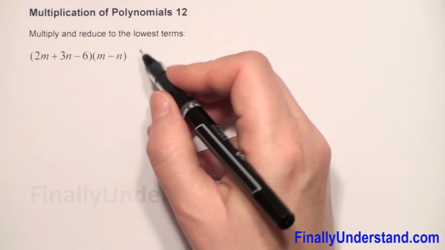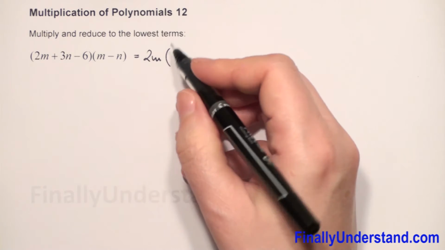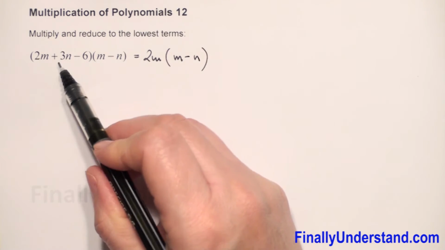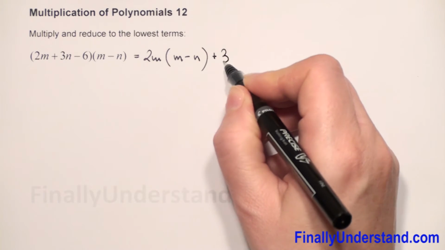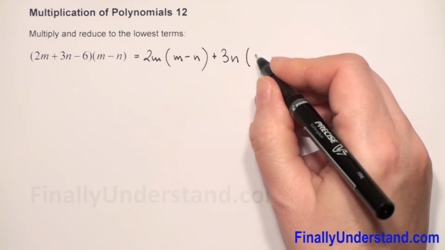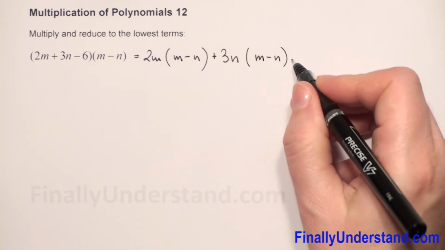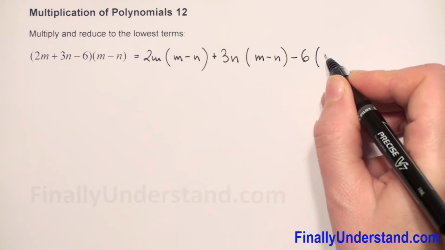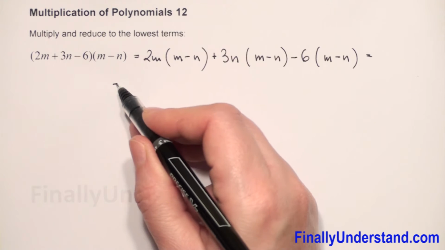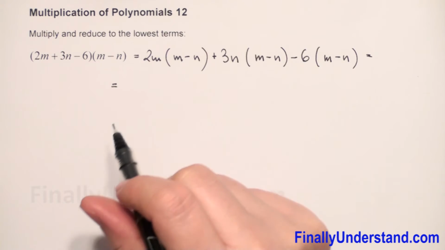So first we have 2m times this whole expression in the second parenthesis, m minus n. Next we have positive 3n times the whole expression in the parenthesis, m minus n. And we have negative 6 times m minus n. Now we have to use the distributive law of multiplication.